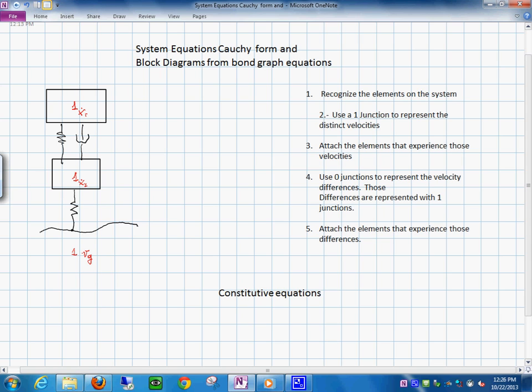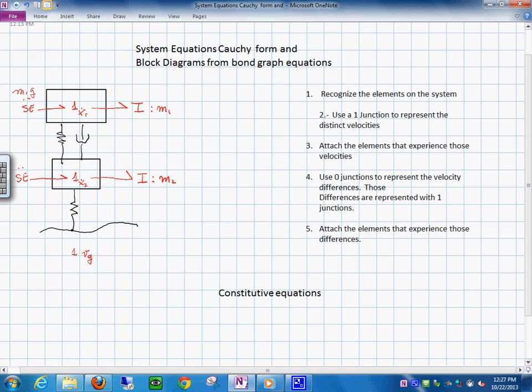Attach the elements that experience those velocities. Good. I'm just going to put in here an I element with value, in this case I put M1, which is this up here. I'm also going to put a source of effort over here with value M1G. I'm going to put in here another I element with value M sub 2. And I am going to put here a source of effort with value M sub 2G.